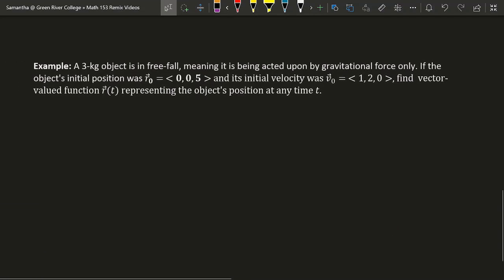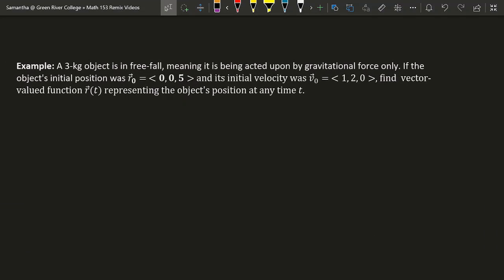Now let's consider the reverse problem. We have an object in free fall. And when we say free fall, that means that the only force that's acting on this object is the gravitational force exerted by the Earth. If the object's initial position is given by 1, 2, 0, and its initial velocity is given by 0, 0, 5, let's try and find a vector-valued function that represents the object's position at any given time t.